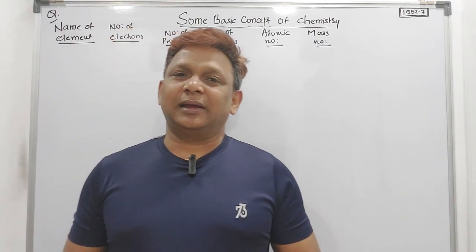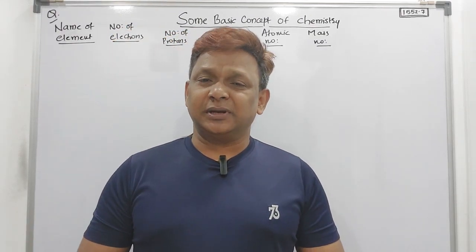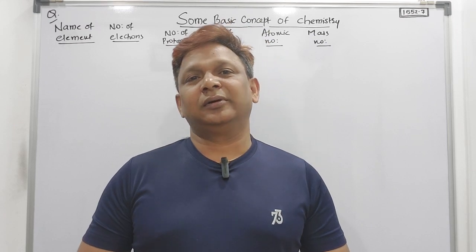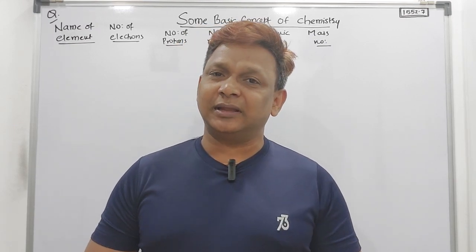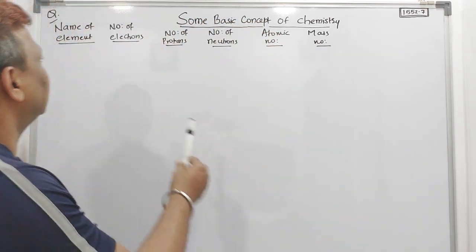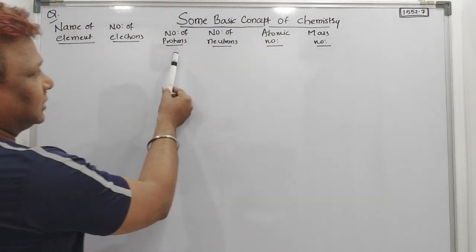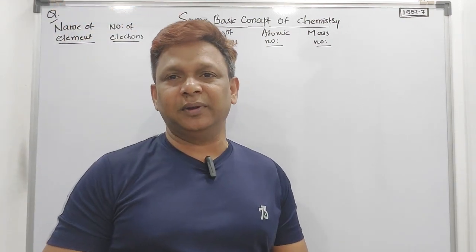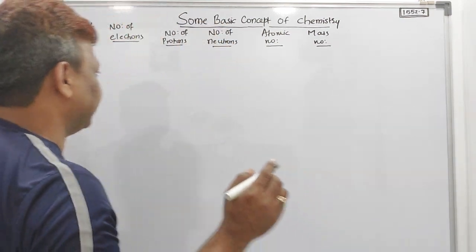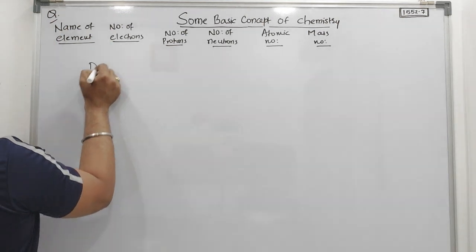But in today's class, I am going to discuss the representation of the symbol of any element. Based on that, if we are able to understand that part, then we are able to solve the number of electrons, number of protons, number of neutrons, atomic number, and mass number of the element. For that, the first part I want to explain is the representation.